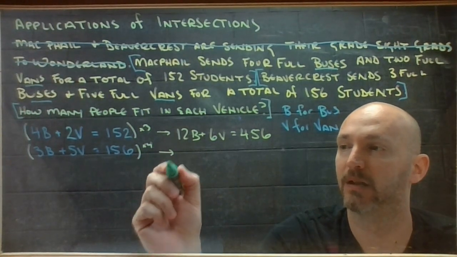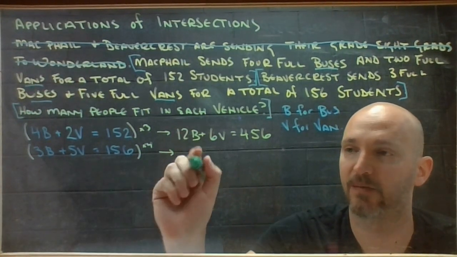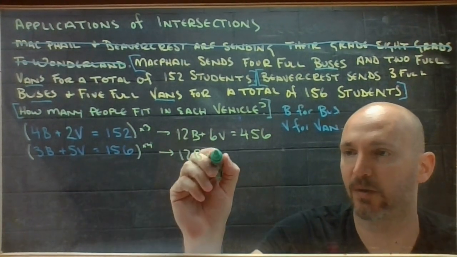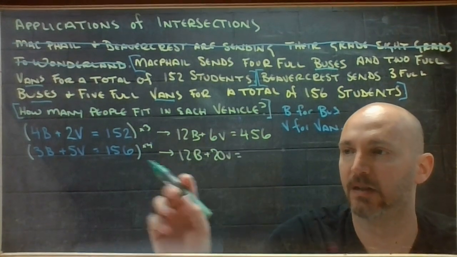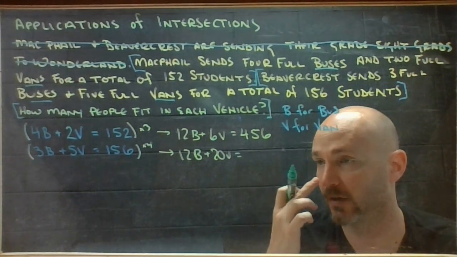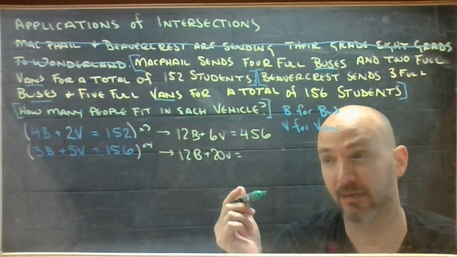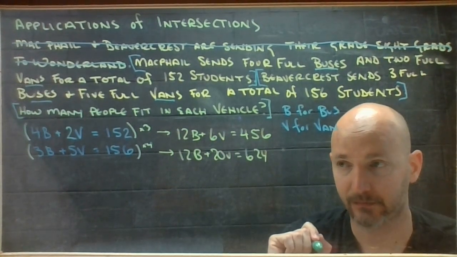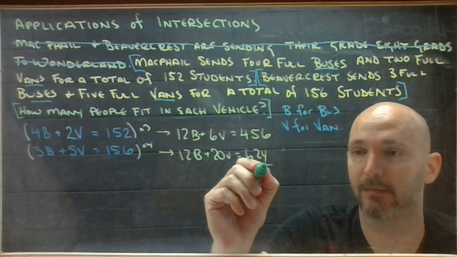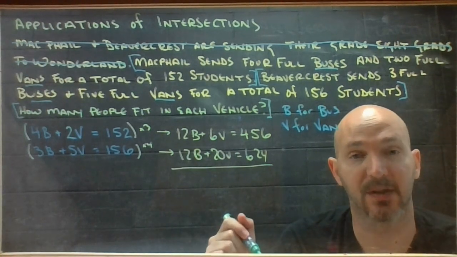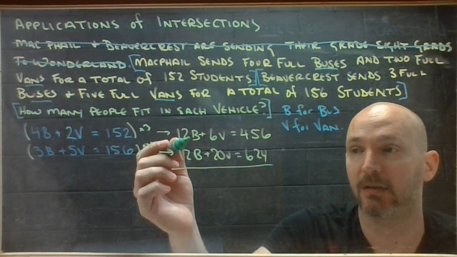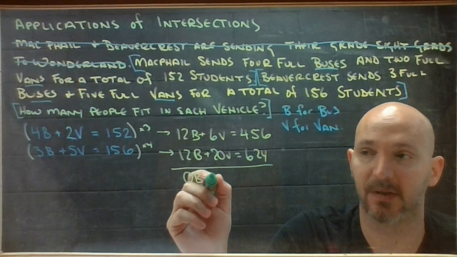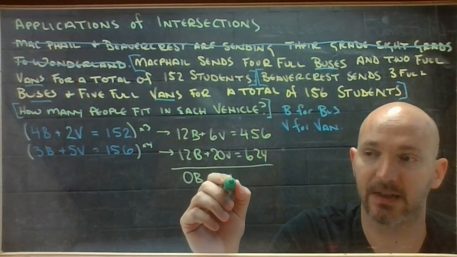All right, so 3 buses times 4 would be 12 buses. 5 vans times 4 would be 20 vans. And 156 times 4 would be 624. All right. I have a match now, so it's just a matter of eliminating the variables. 12 minus 12 would be gone. 6 subtract 20 would be negative 14 vans.